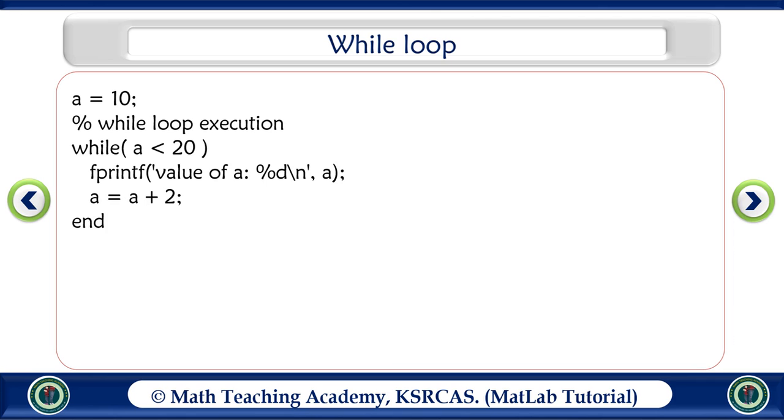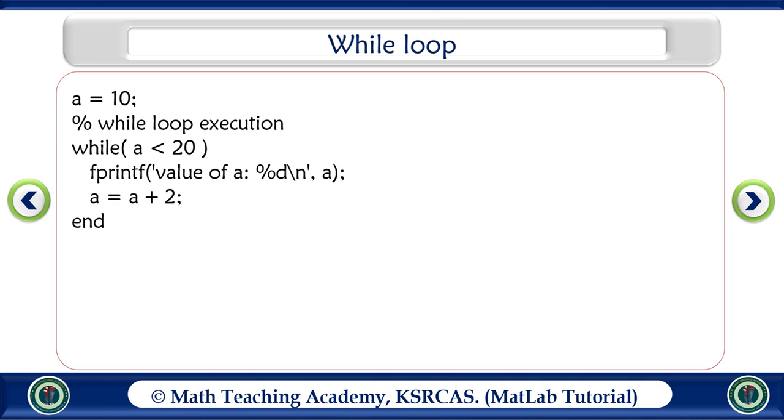What will this code do? The first command is a = 10, so the value 10 is assigned to the variable a. And then while a < 20: now the value of a is 10, which is compared with 20. 10 less than 20 is true. That is why the command next to the while statement is executed. So fprintf('value of a: %d\n', a) is executed. This means that the value of a is printed on the screen.